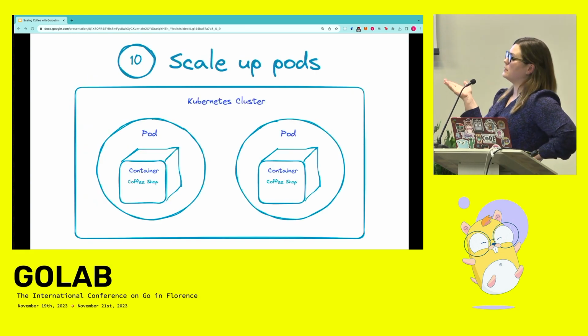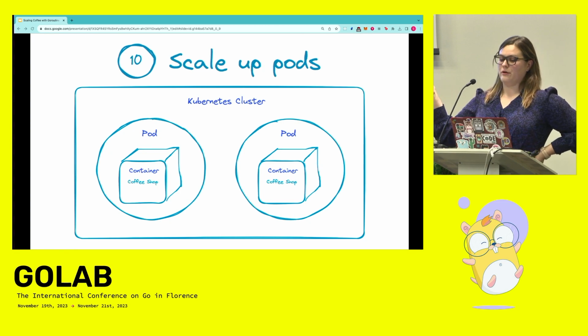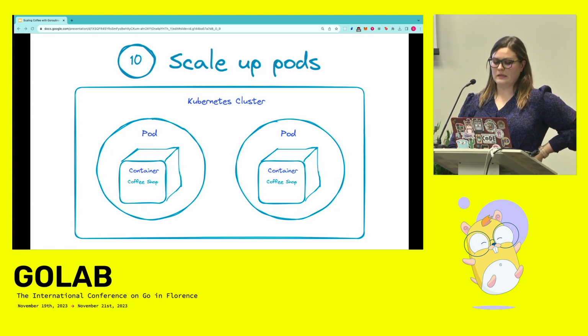Cool, so now we have 2 pods up and running. We've opened our second cafe, and when I hit the endpoint over and over again, I can see that the traffic is going to both. So this means we can really scale up the amount of customers that we can serve.